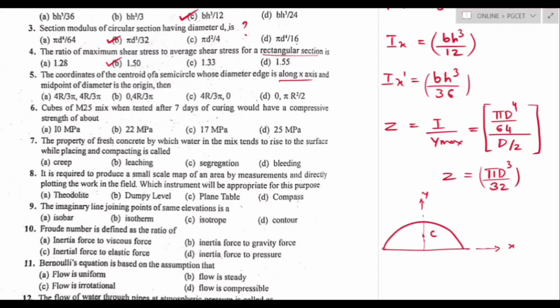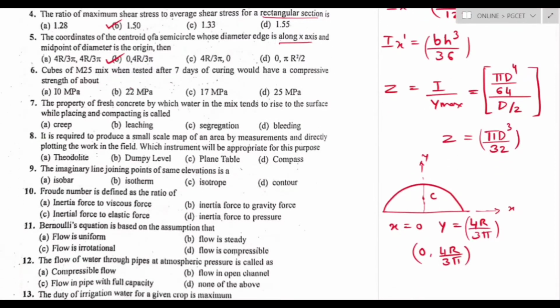y-axis of the semicircle. The x-coordinate is equal to 0 because the coordinate system is placed in the center of the semicircle. And to find the y-coordinate, we use the formula 4r by 3 pi. So the x-coordinate is 0 and the y-coordinate is 4r by 3 pi. Option B will be the right answer, 0 and 4r by 3 pi.